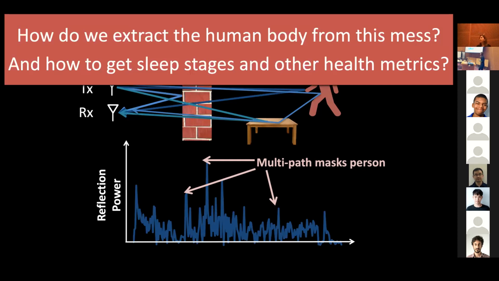So the question becomes, how do we extract the human from all of this mess of reflections? And how do we get physiological signals? Again, remember, it's not just that we want a dot. It would be good to get the dot on the floor, but we want more than that. We want sleep stages, we want physiological signals, we want a variety of things. So how do we do that?